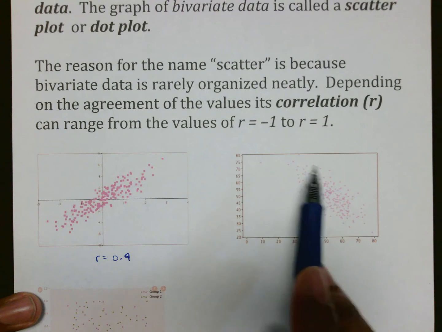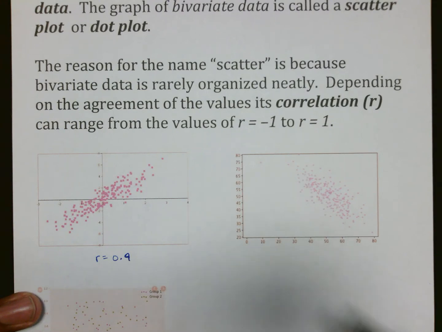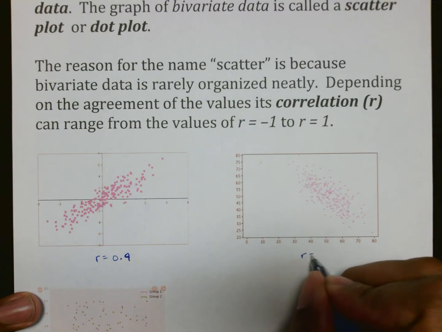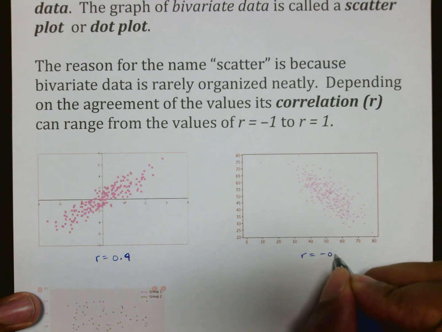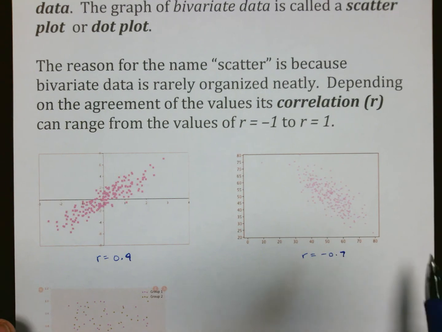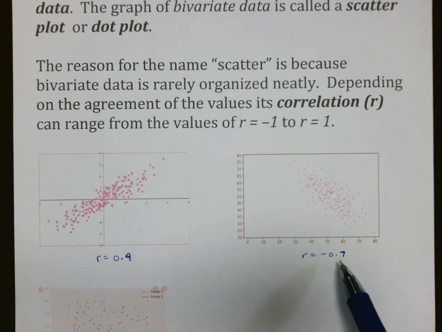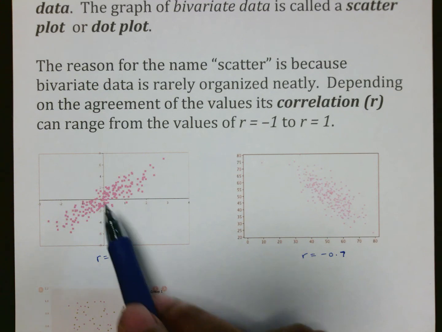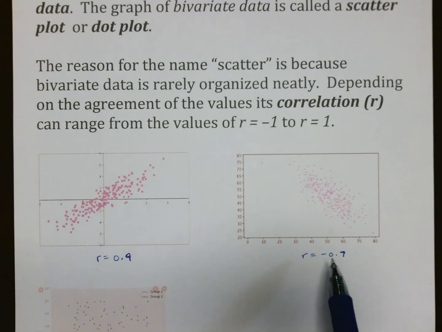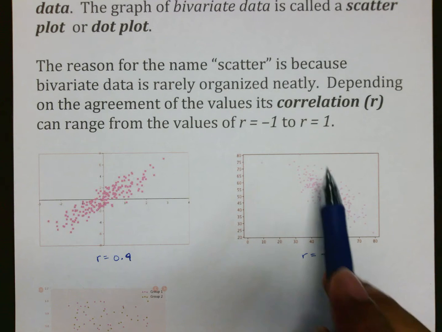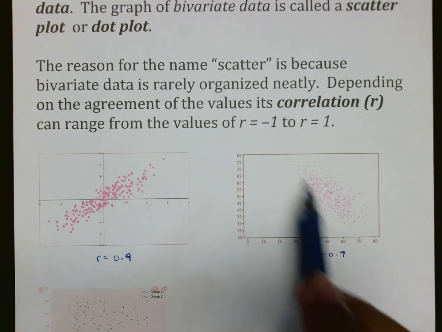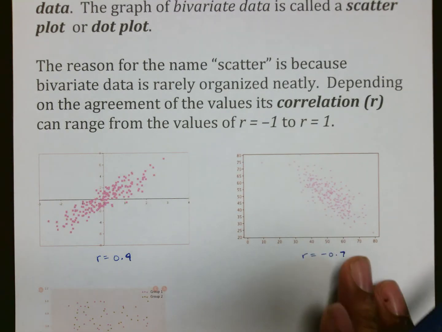Notice how they're more spread out, but you can definitely see they're heading in a downward direction. I believe when I looked this up, this was r equals -0.7 or so. Again, the 0.7 being weaker than 1. This one is very close to 1, which is why the dots are close together. This is further away from 1, which is why they're more spread out. But again, the fact that it has a negative slope is why it's a negative number.